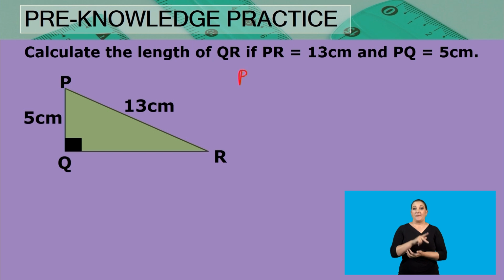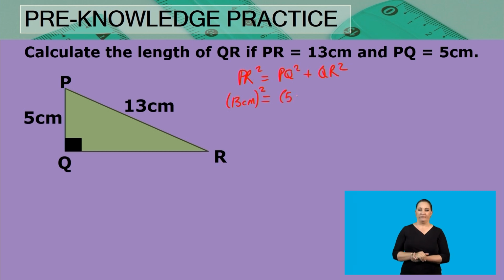So we know that Pythagoras says that PR squared is equal to PQ squared plus QR squared. And we've been given PR as 13 centimeters, squared. And we have PQ as 5 centimeters, and we're going to square that, and that is QR squared. And remember, we are writing the statement because this is the Pythagoras theorem.